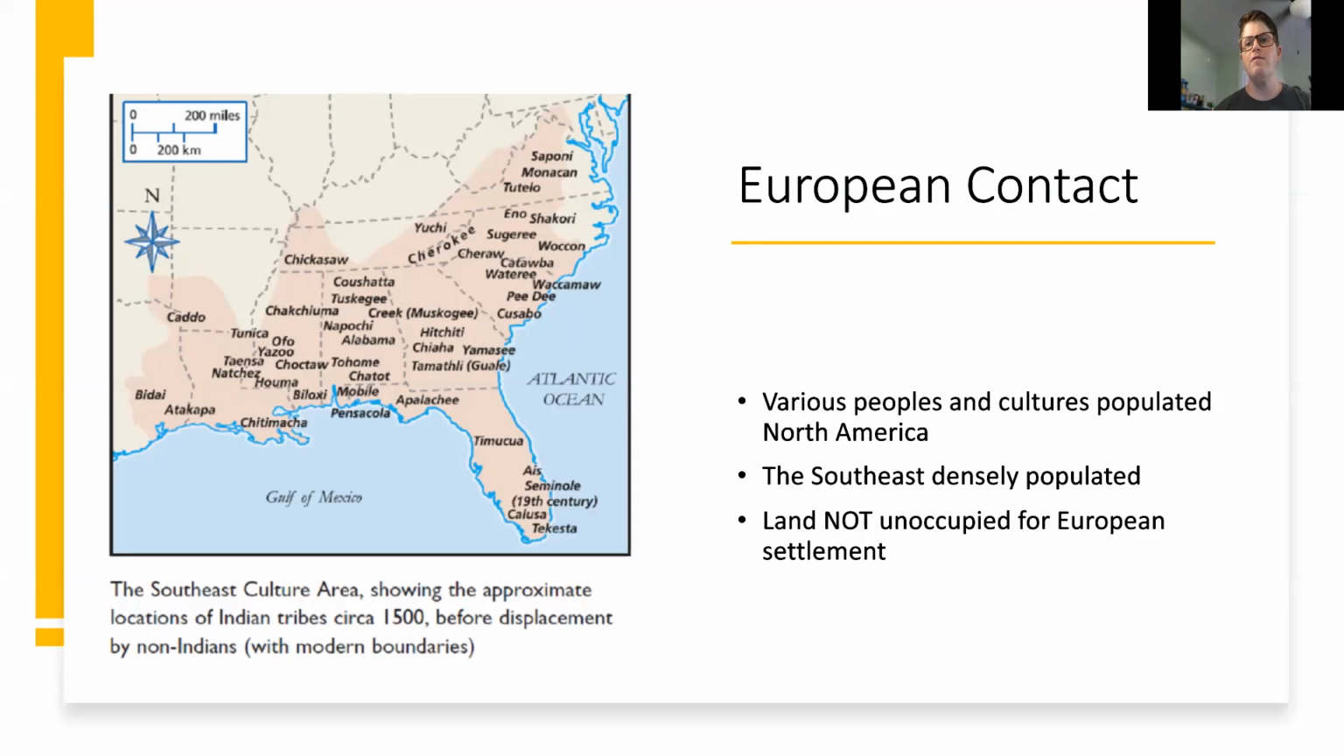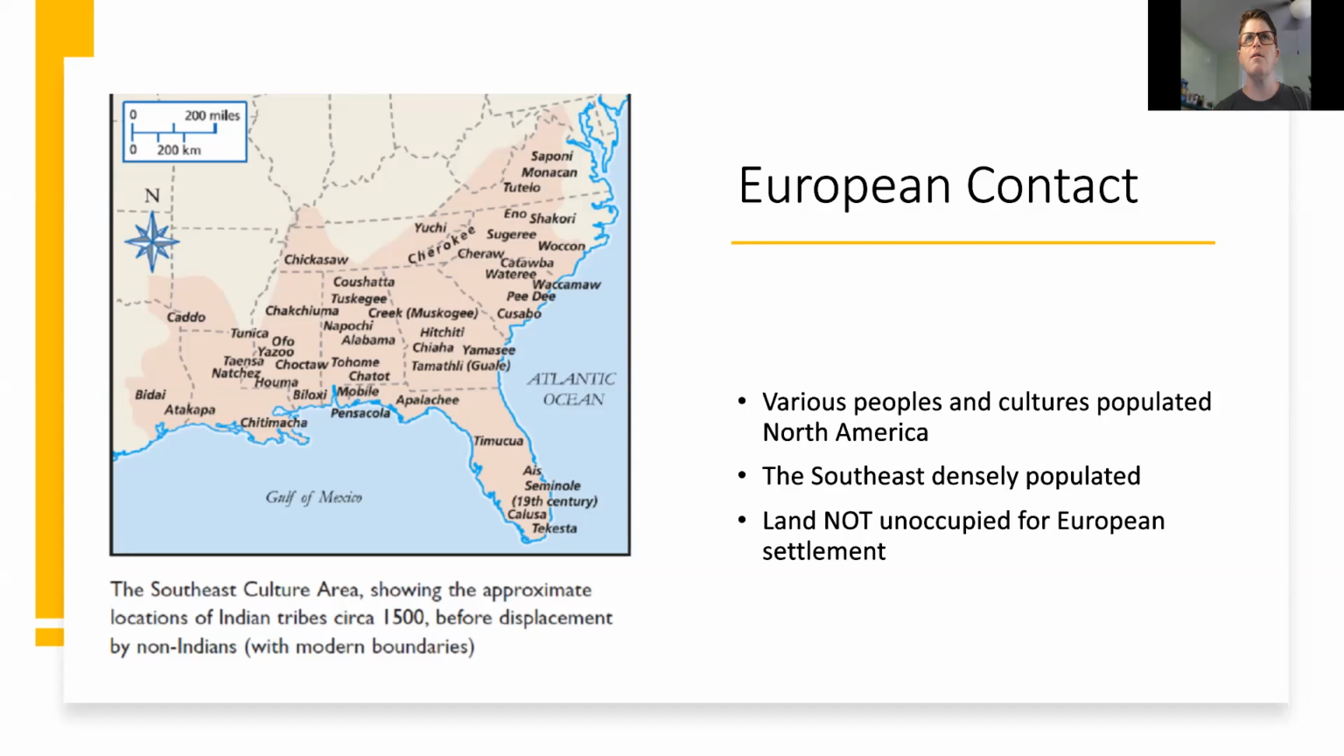So as you can see from this map, even if you can't read all the names, that's okay. But all of these are different words, right? So these are different peoples. And this is not even all of them. This is just some of the bigger ones that we know about that were named by Europeans. The biggest thing to remember is that this area was very densely populated when Europeans first made contact here in the Southeastern United States. This land was not unoccupied for European settlement.